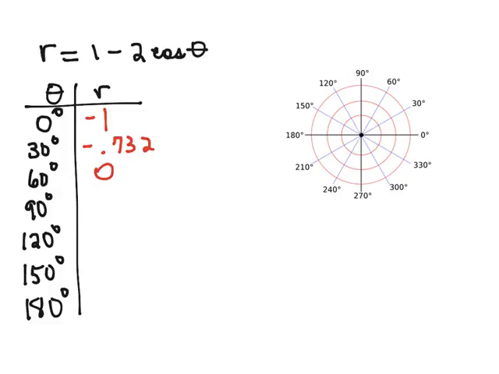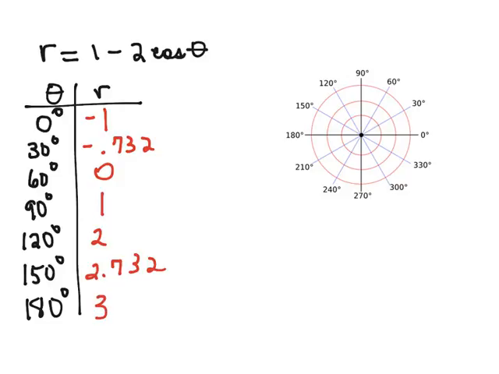When we enter 90, we get 1. When we enter 120, we get 2. When we enter 150, we get 2.732, and when we enter 180, we get 3.